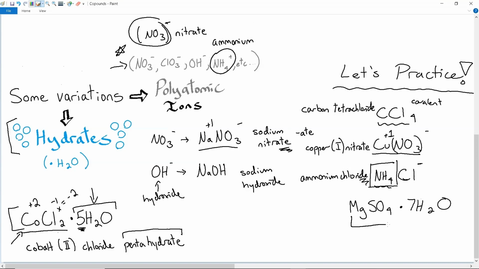Last one here, we've got a hydrate. Let's look at the first half. That looks like magnesium. And we've got another polyatomic ion. This would be called sulfate. But we still have to deal with all this water over here. And for 7 molecules of water, I believe the prefix would be heptahydrate.